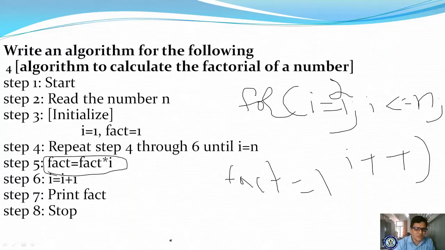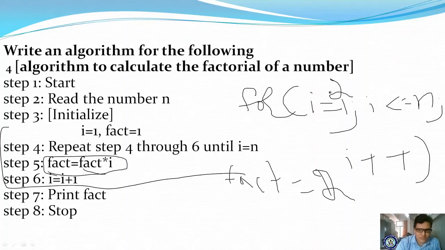Already fact consists of a 1, right? It consists of 1 into the new value of i. What is the new value of i? 2. 1 into 2 is 2. So what value will be stored in fact now? It is 2. Got it? In the same way i will be incremented. So these are the steps for repetition from 4 to 6. Likewise it will be evaluated.